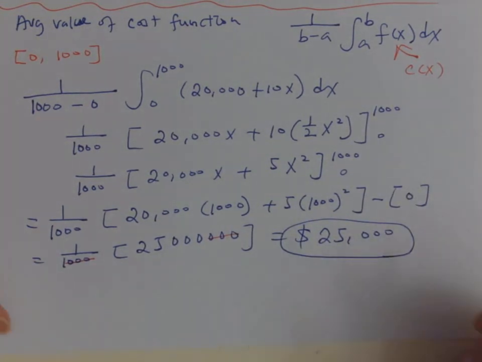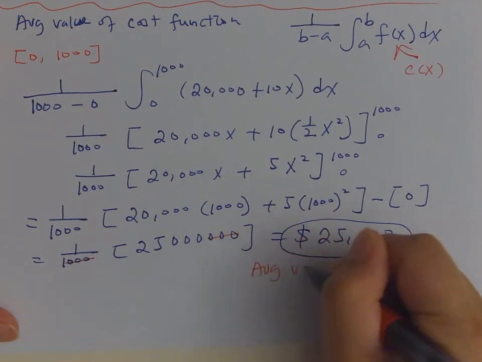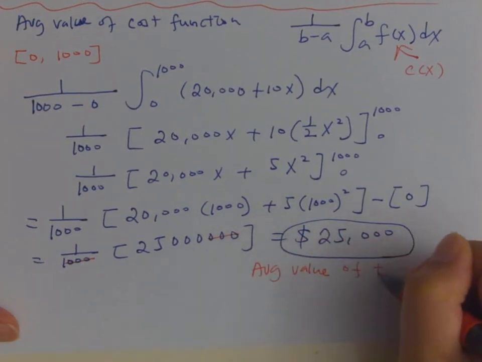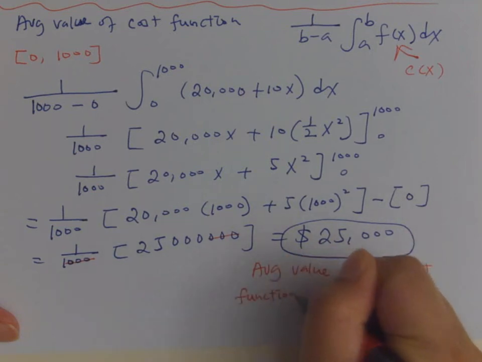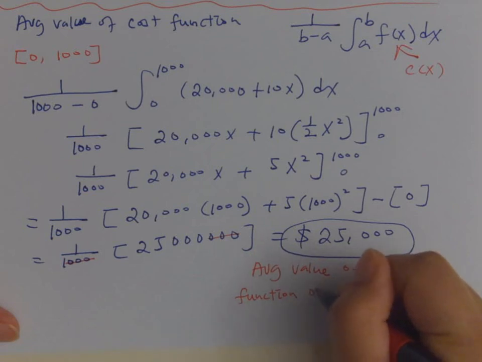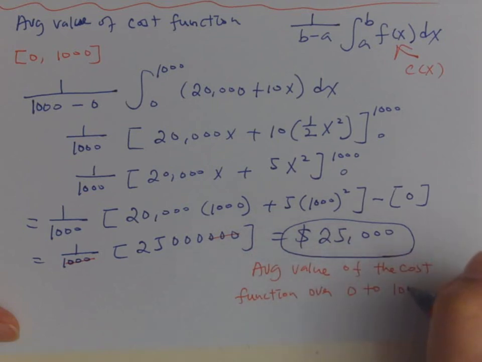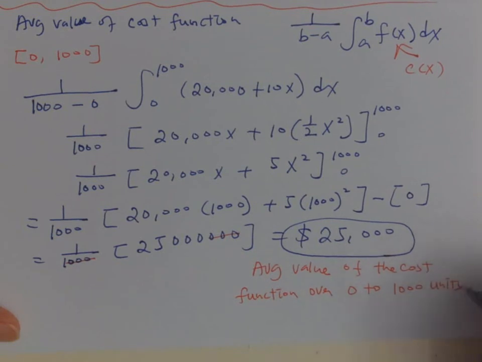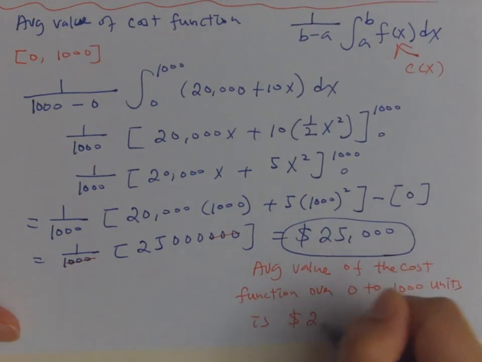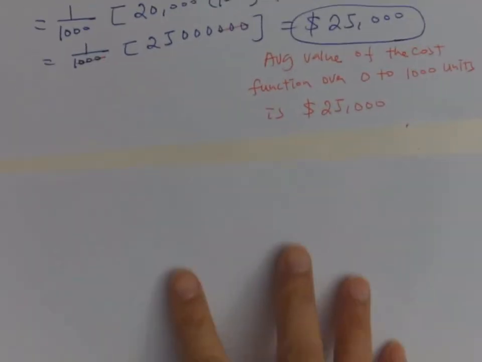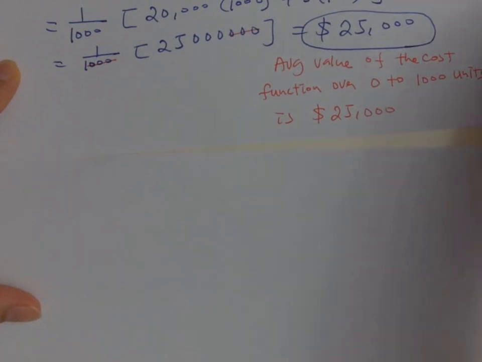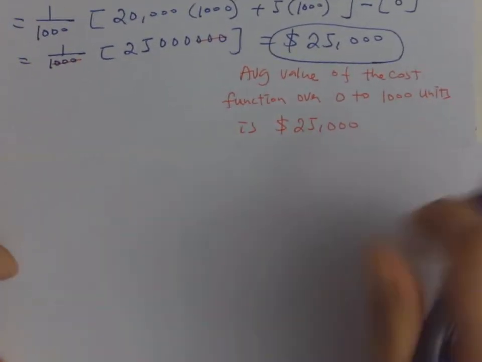So what is the difference between this guy and the first answer we have? So this one means the average value of the cost function over 0 to 1,000 units is $25,000. So what does that mean? Because the C part says we have to figure out what's the difference between the answer you found from A and B.